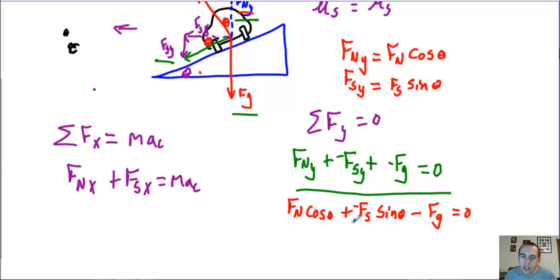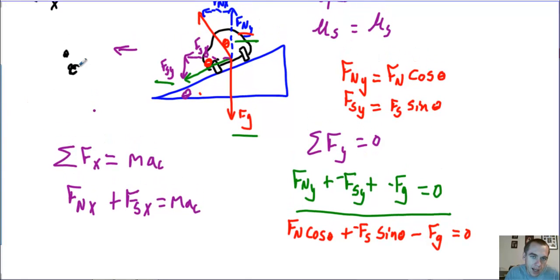I haven't changed that, I've just moved it into the magnitudes with the sine and cosine. And then on the x side I can do the same thing, but now the x component of the normal force is opposite that angle, so I'm going to have Fn times the sine of theta plus, and this one is adjacent, the friction is adjacent, Fs cosine theta equals m a_c.